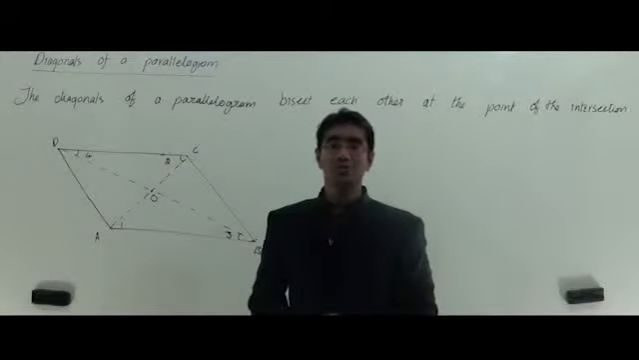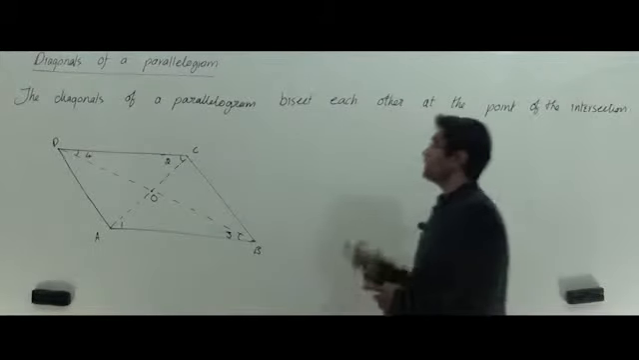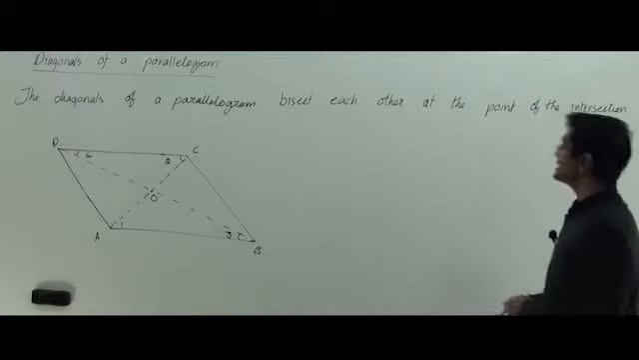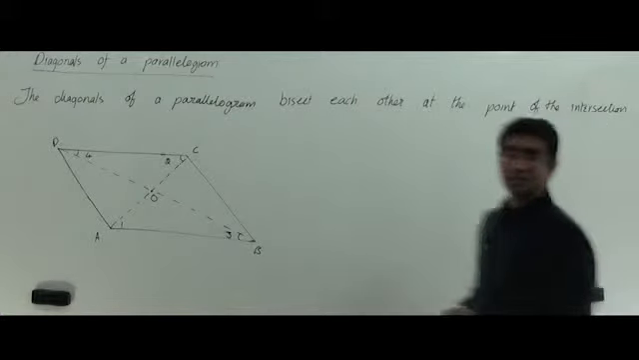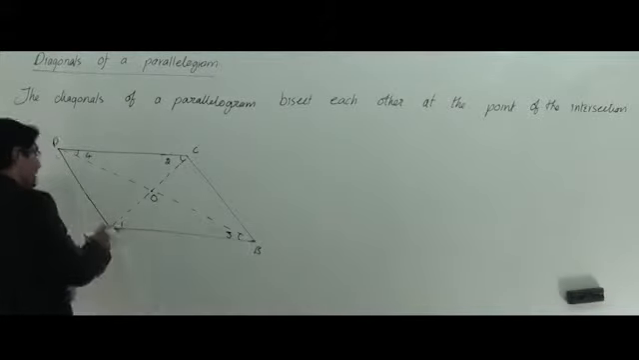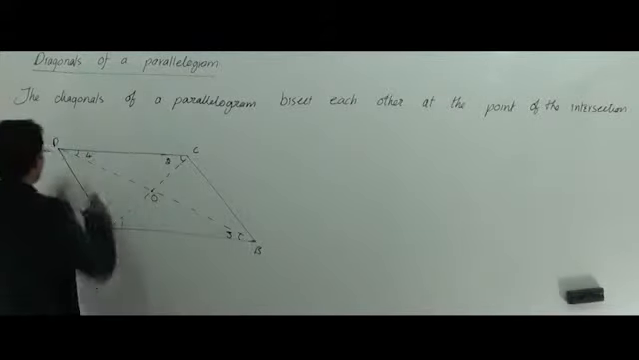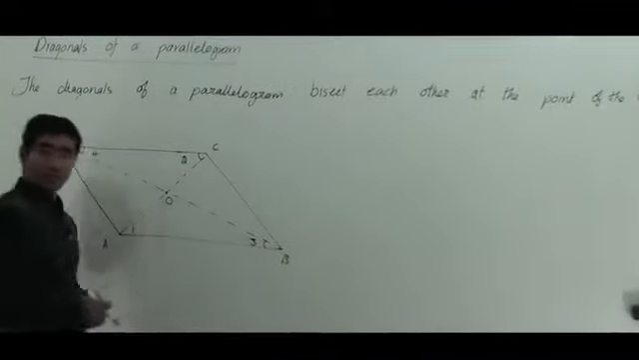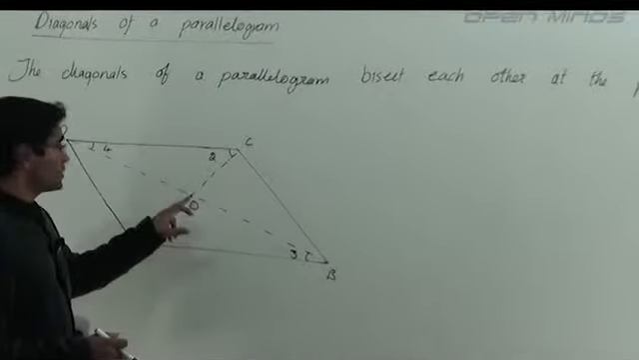This session is about diagonals in the parallelogram, and it says the diagonals of a parallelogram bisect each other at the point of intersection. What exactly are we talking about here? Look at this. I can see that AC is a diagonal, and DB is another diagonal, and they do cut each other at this point O.